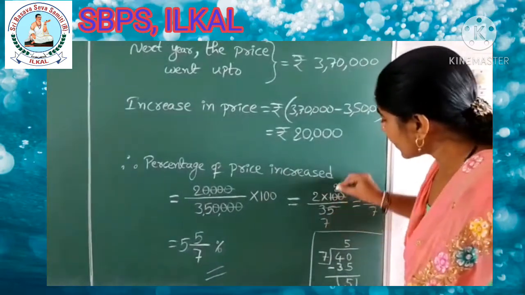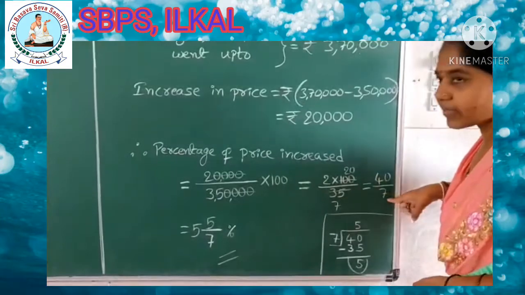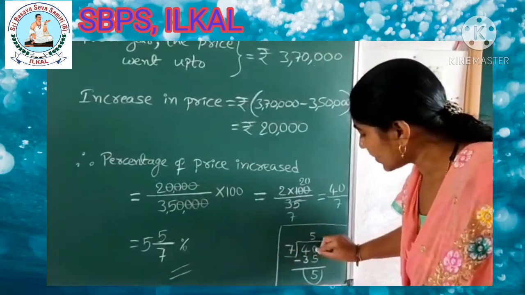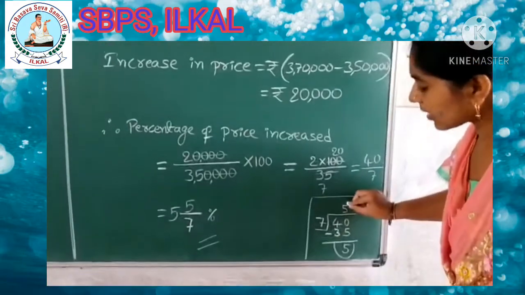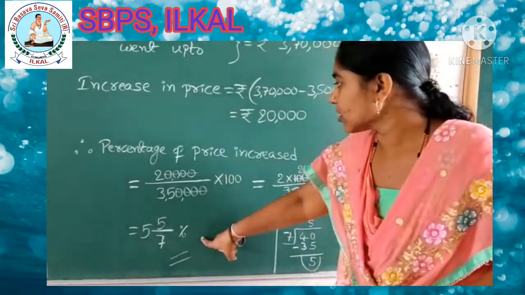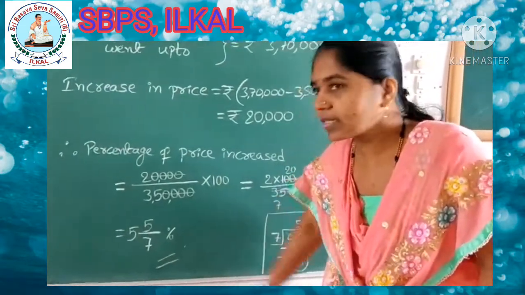5 7s are 35, 5 2s are 10, 0. 2 2s are 40, denominator is 7. If you do division, 7 5s are 35, 40 minus 35 is 5. We can write it as 5 integer 5 by 7. Therefore, percentage of price increase is equal to 5 integer 5 by 7%.